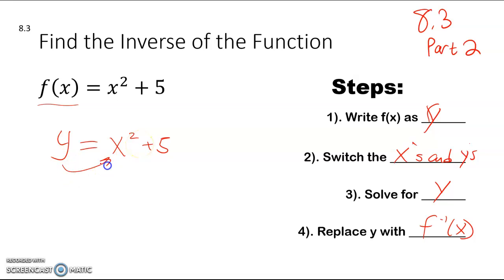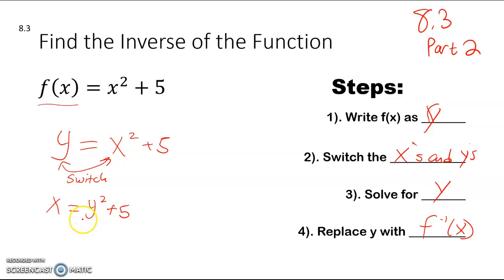What I'm going to do is switch these out right here. So this y becomes an x. Now, this exponent doesn't change, so the only thing that changes is the position. The y is going to go in this position with that squared, so that exponent is going to stay, and the plus 5 doesn't change.